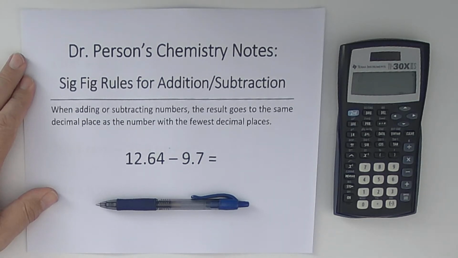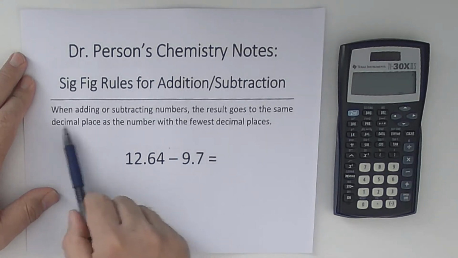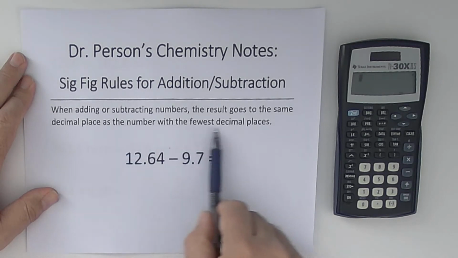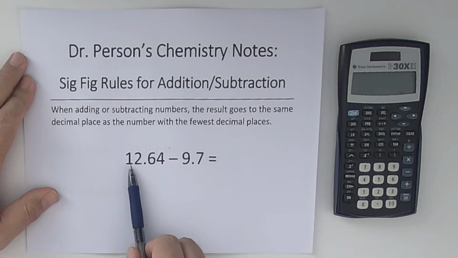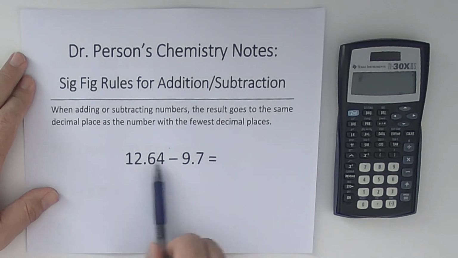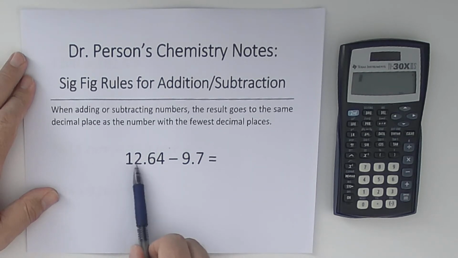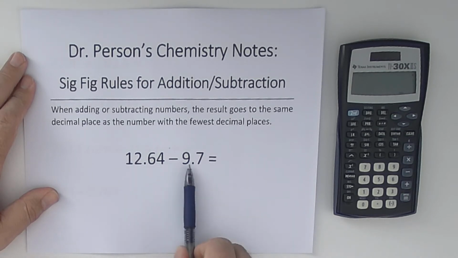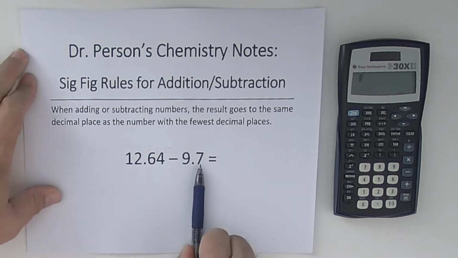This video will discuss the significant figure rules for determining how many digits you should display in the answer of an addition or subtraction calculation. So when adding or subtracting numbers, the result goes to the same decimal place as the number with the fewest decimal places. So we're no longer counting how many digits, we're counting which decimal place or which position the number ends in. So this one ends 2 digits after the decimal point, this one ends 1 digit after the decimal point.